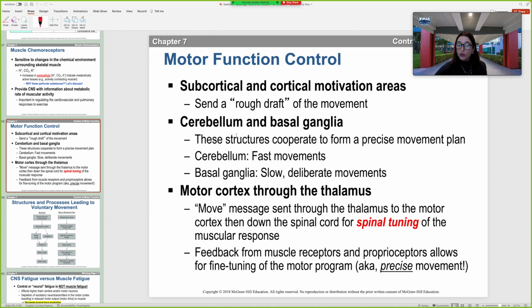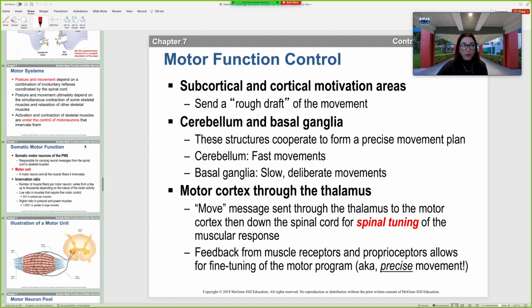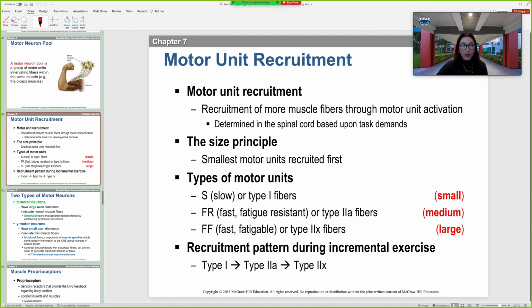Those initial decisions to move are happening in these higher brain centers. But that actual fine-tuning of the motor neurons, right? The actual motor unit recruitment, where we decide how many we need to recruit to produce that force, that is happening in the spinal cord. Okay?